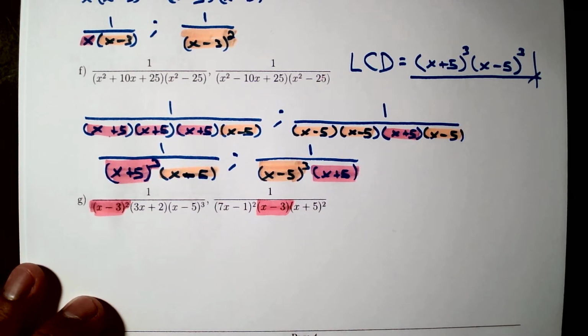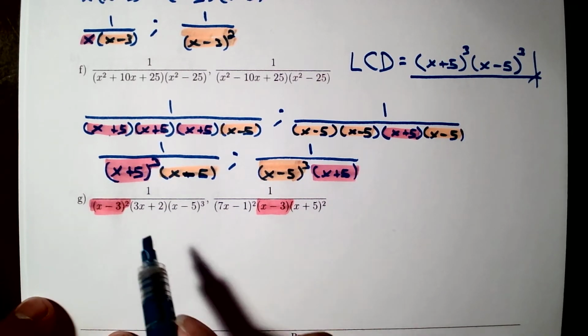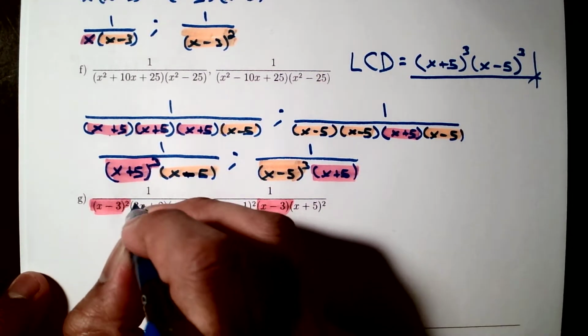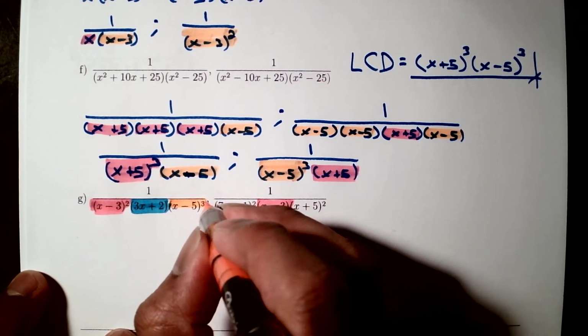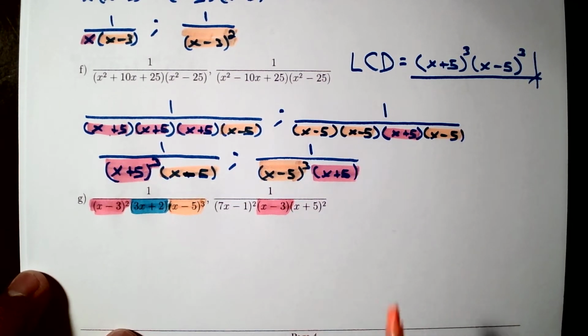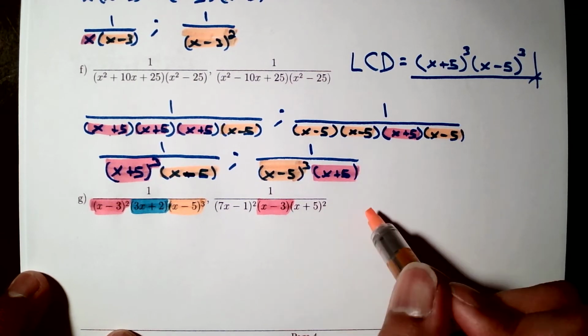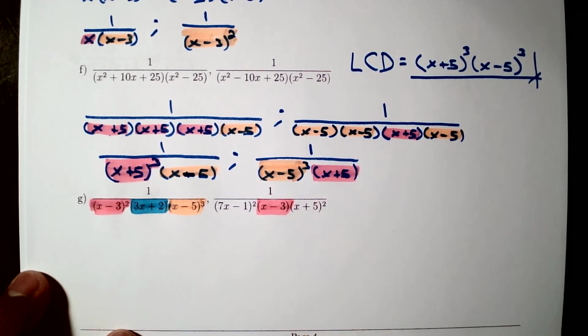Okay, and let's use a different color for 3x plus 2. Do we see another 3x plus 2? Well, that's about it. We don't have any of them. All right. Let's use a different color for x minus 5. Well, for x minus 5, we have it to the third power, but we don't see another x minus 5, so that's going to be the only one. If we had another one over here, then I would highlight it. But in this case, we don't have one of those.